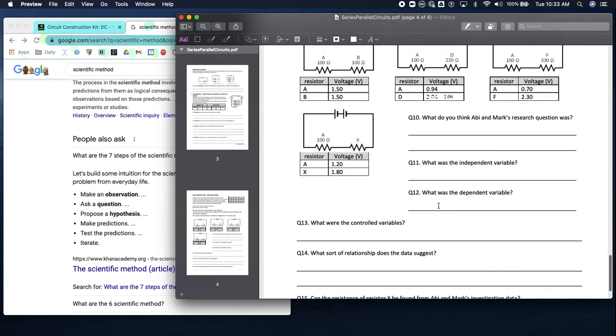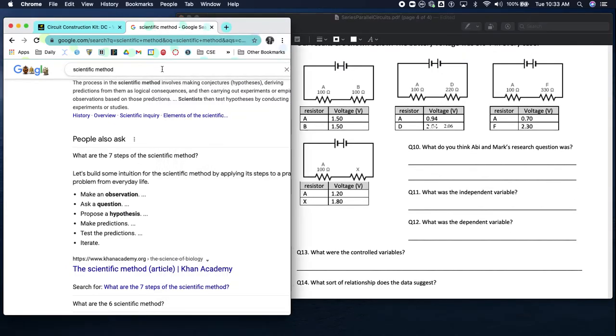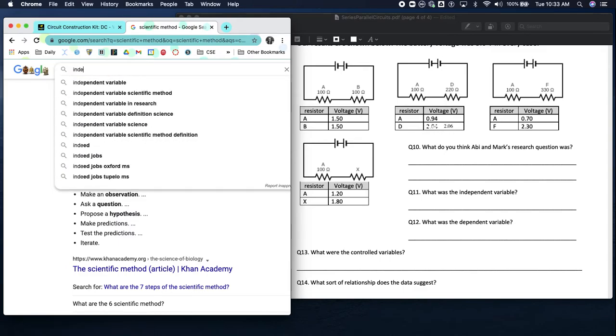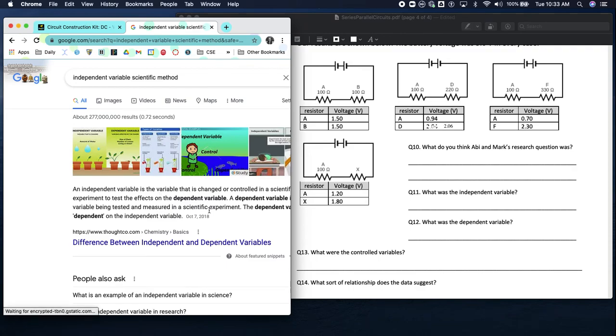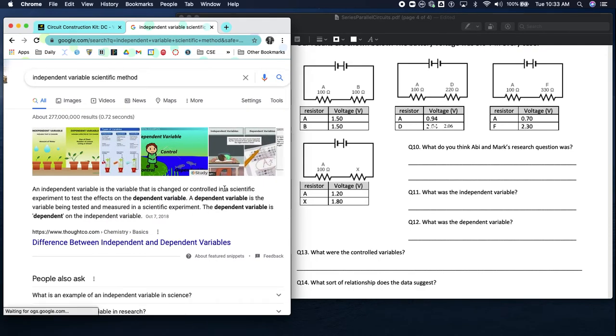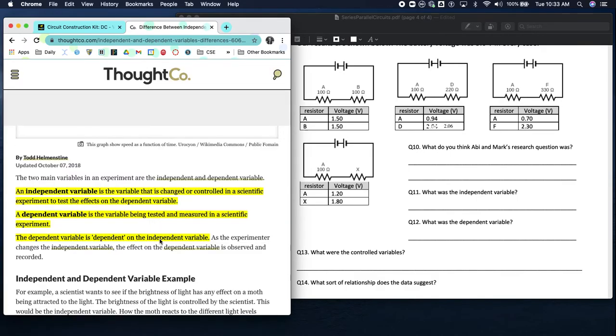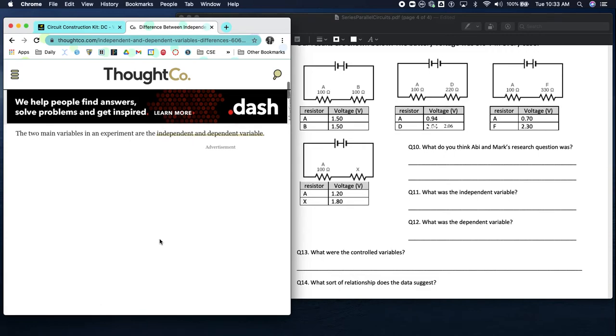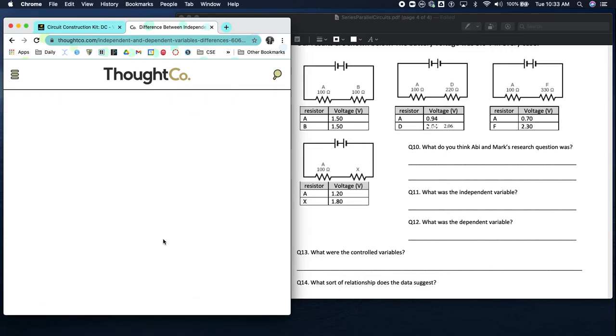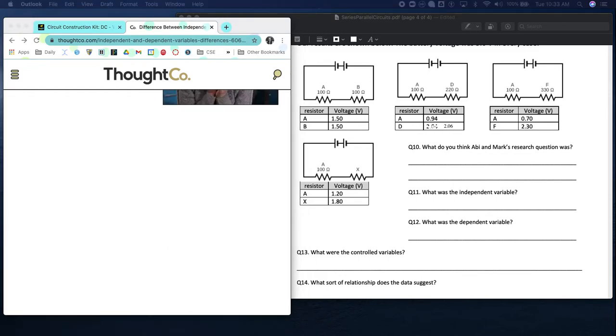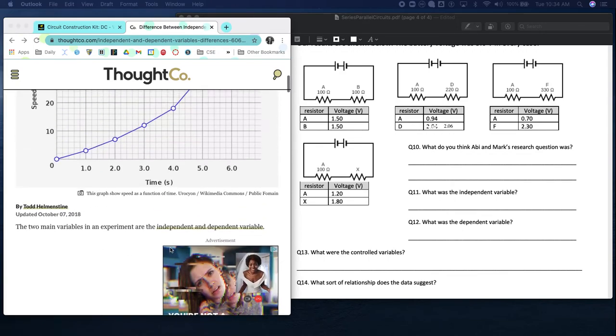Okay, what was the independent variable? What is an independent variable? An independent variable is a variable that is changed or controlled in a science experiment to test the effects on the dependent variable. So what is changed or controlled? Resistor A is controlled, okay? The voltage changes. All right. We have to have a clear understanding before we can answer these questions between the independent and the dependent variable. And I have actually sent an email to Ms. Tolles, and we will see what the science teacher says, okay?